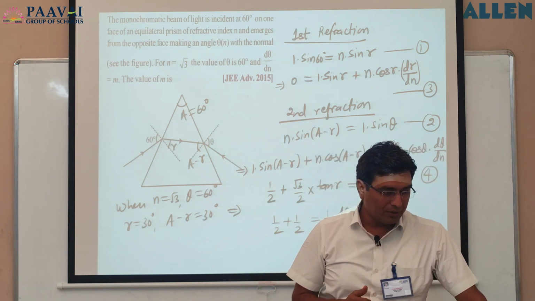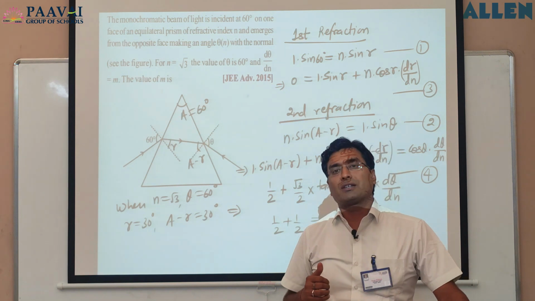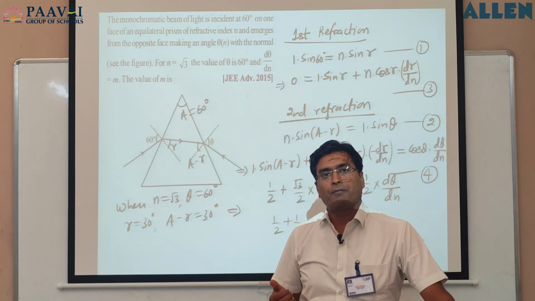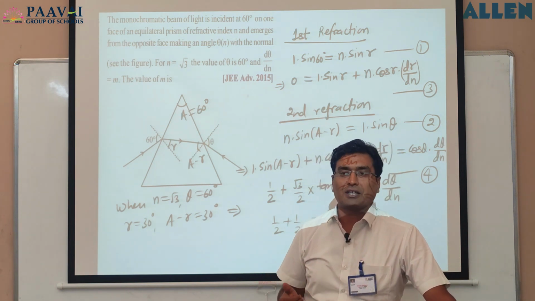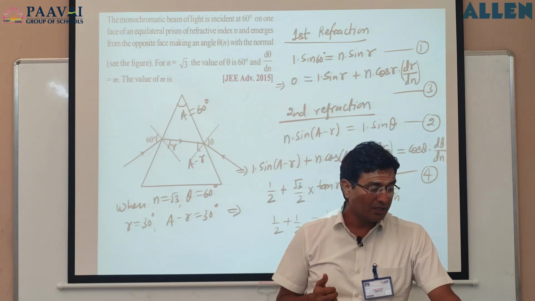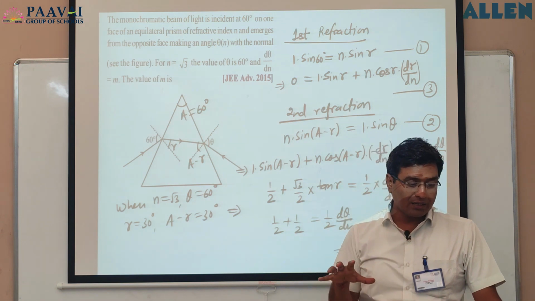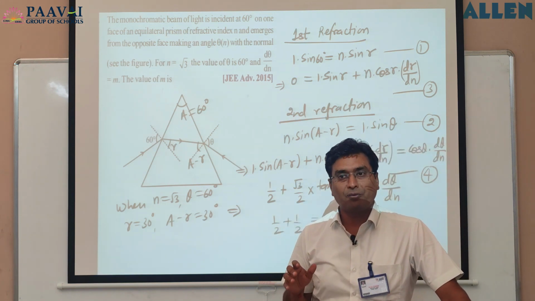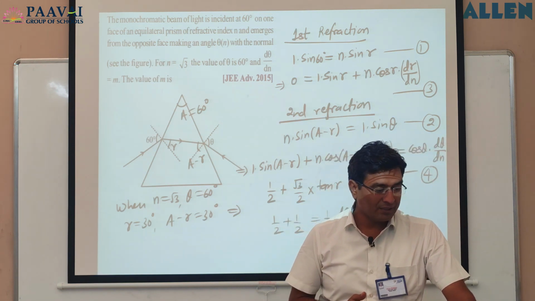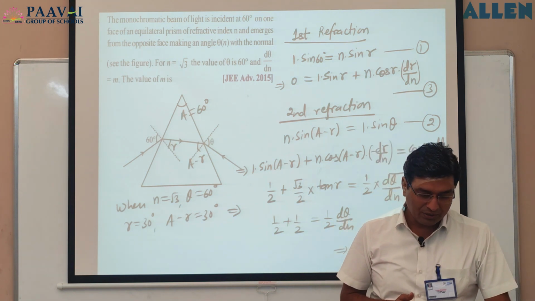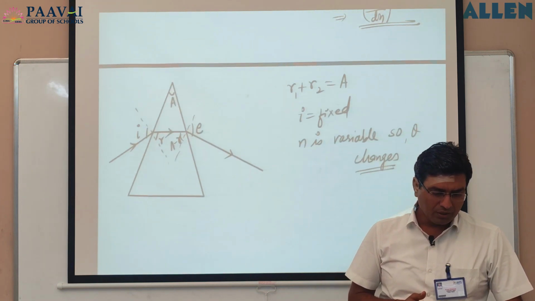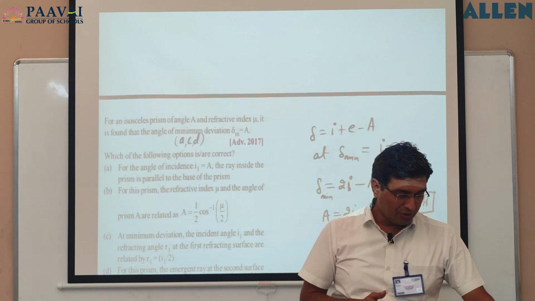In this, we need to understand that as refractive index changes, the angle of first refraction will change, the angle of second refraction will also change, and hence the angle of emergence, which is given as theta, is going to change. So, they asked a specific value of d theta by dn when n is root 3 and theta is 60 degree. So, for that the answer is 2. Okay. Now, we will move to the next question.